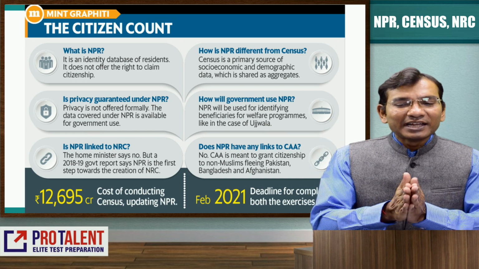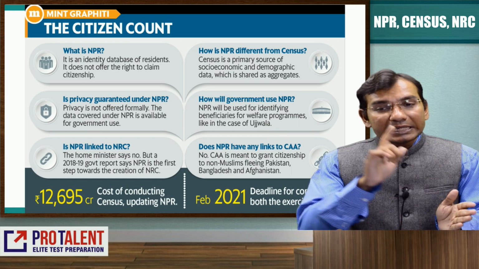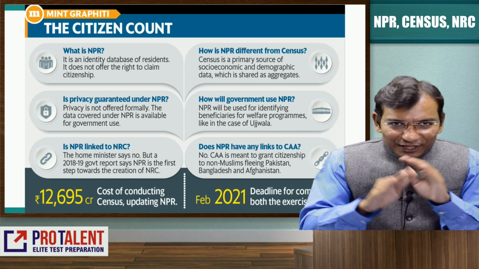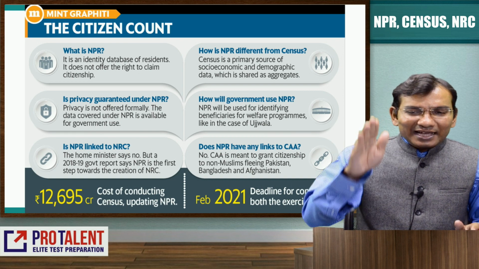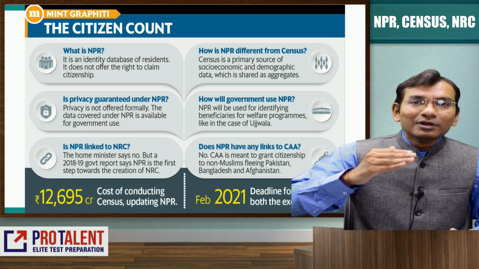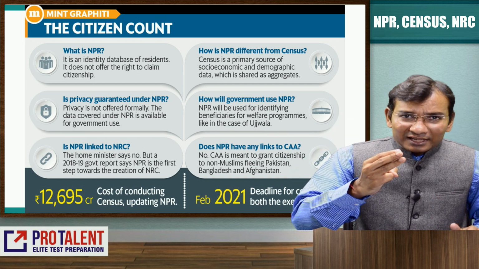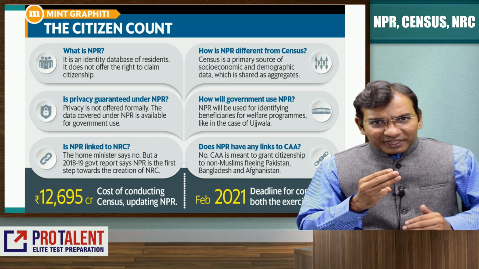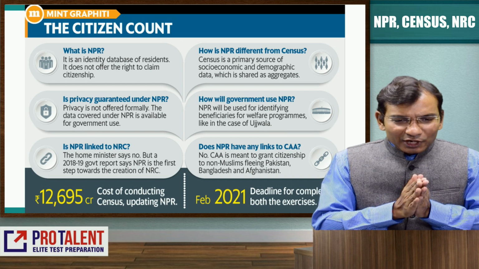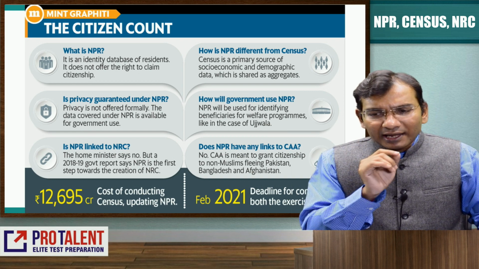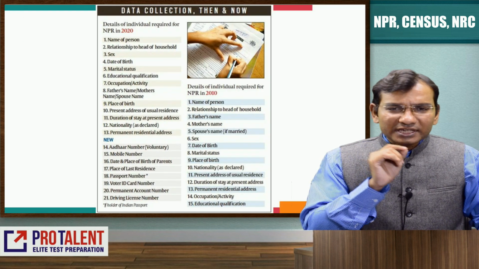Does NPR have any links to CAA? As such, no. CAA has nothing to do with NPR. CAA is connected to illegal migrants from 3 countries, giving them citizenship of India. This is basically the idea. What is the deadline? February 2021 is the deadline for completing both exercises.